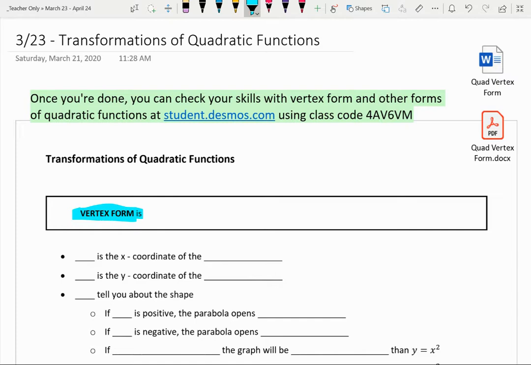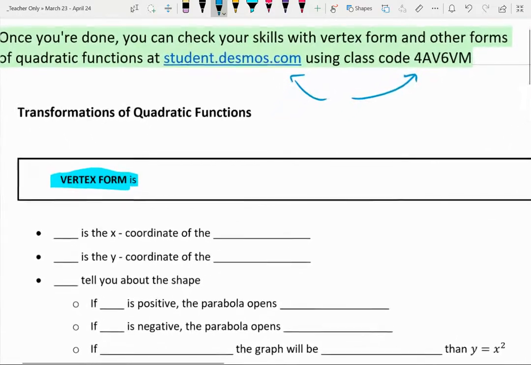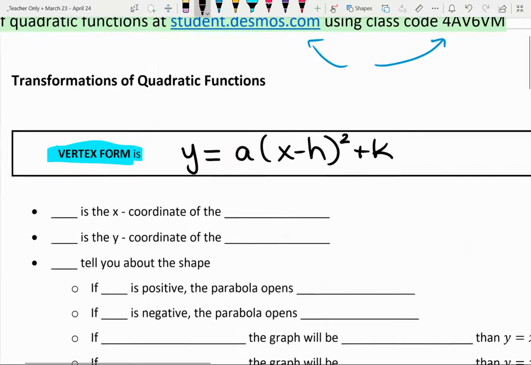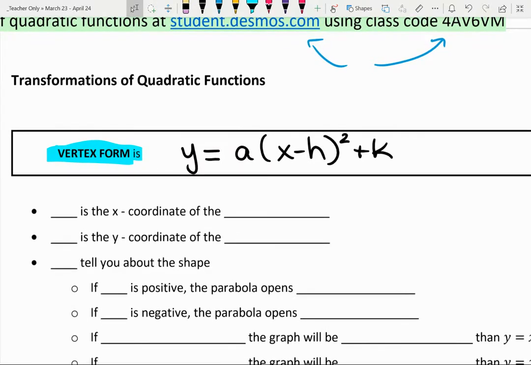And then if you're interested in checking out your skills some more, I've set up a Desmos activity here that you can check out as well. So vertex form, remember, looks like y equals a times (x minus h) squared plus k. So really we've got these three big components here, a, h, and k. So let's talk about those.